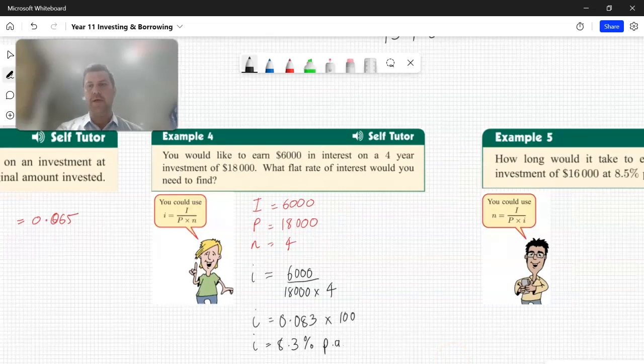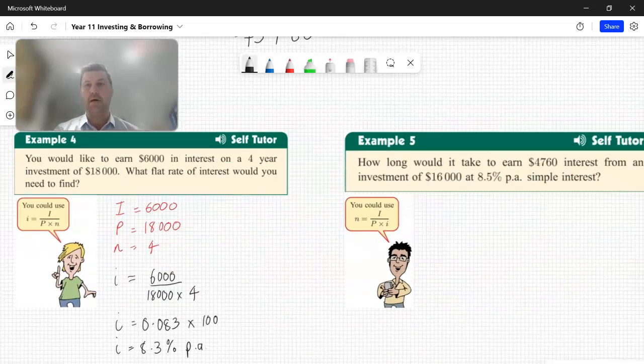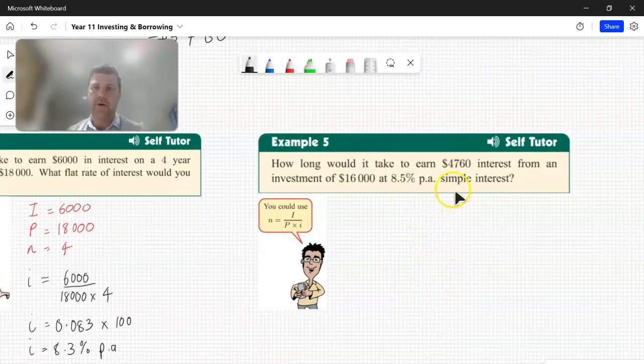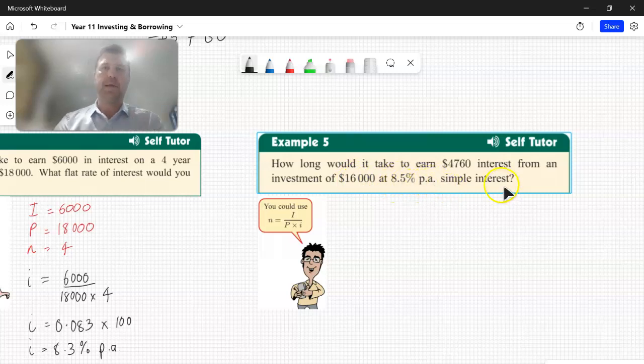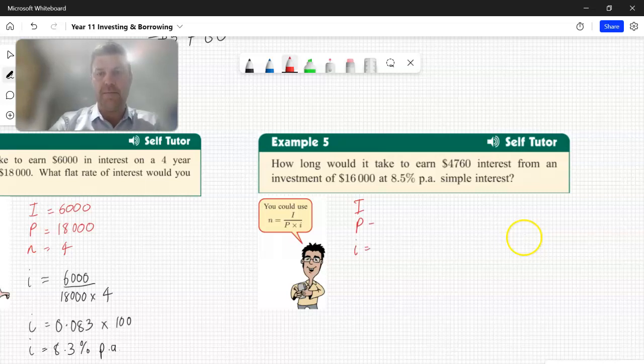Last example is us working out the number of years. So how long would it take to earn $4,760 interest from an investment of $16,000 at 8.5% per annum? Again, we've got a rearranged formula here ready to use. So we just need to pop in the values of I, P, and the interest rate.